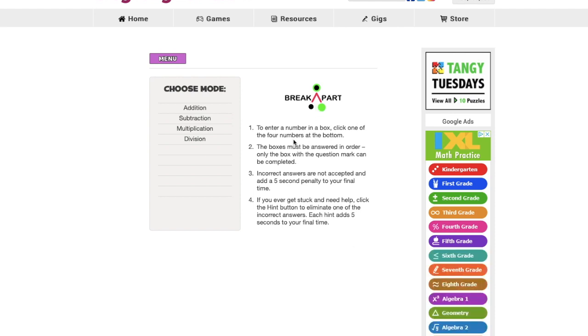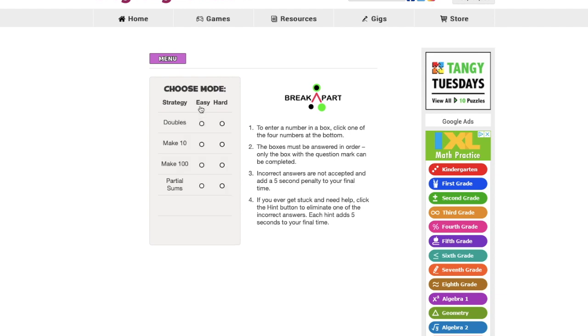So to play the game Break Apart, to enter a number in a box, you're going to click one of the 4 numbers on the bottom. The boxes must be answered in order. Only the box with the question mark can be completed. Incorrect answers are not accepted and add a 5-second penalty to your final time. So you don't want to rush and just click any number because it won't help you learn. If you ever get stuck and need help, click on the hint button to eliminate one of the incorrect answers. And each hint adds 5 seconds to your time. So you only want to use that if you absolutely need it.